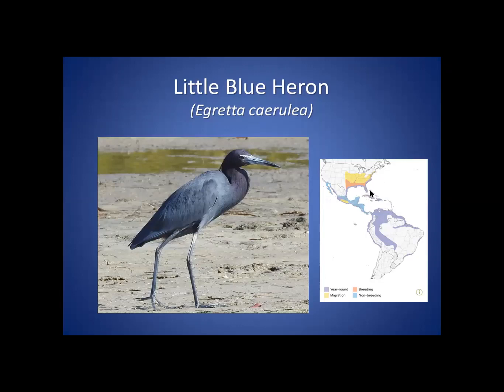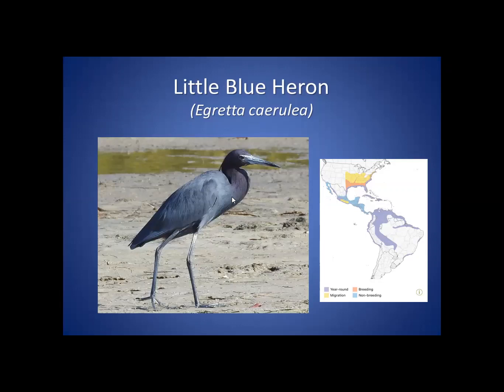And you can see by the range map that it's more restricted to the southeast US. I'm not sure if you can read the key, but the purple areas are where they're seen year-round. And we're fortunate because 11 of these 12 species that we're going to be talking about are seen in our area year-round. So pretty fortunate.